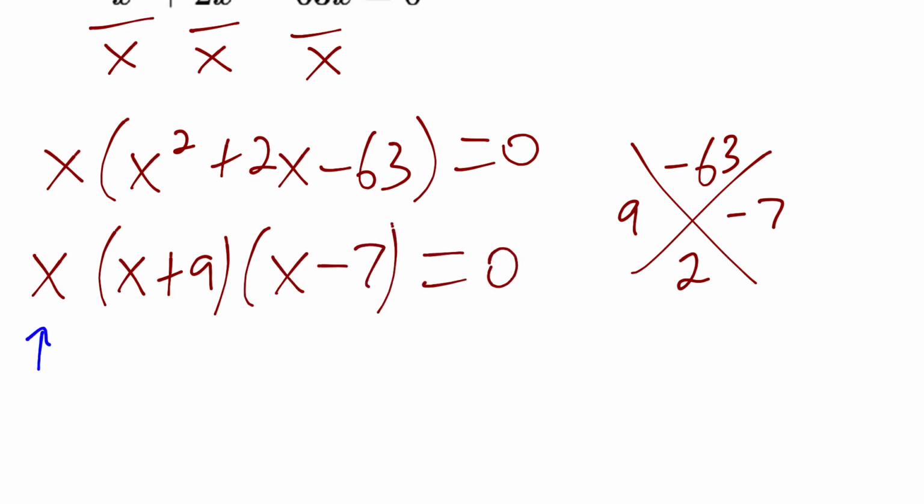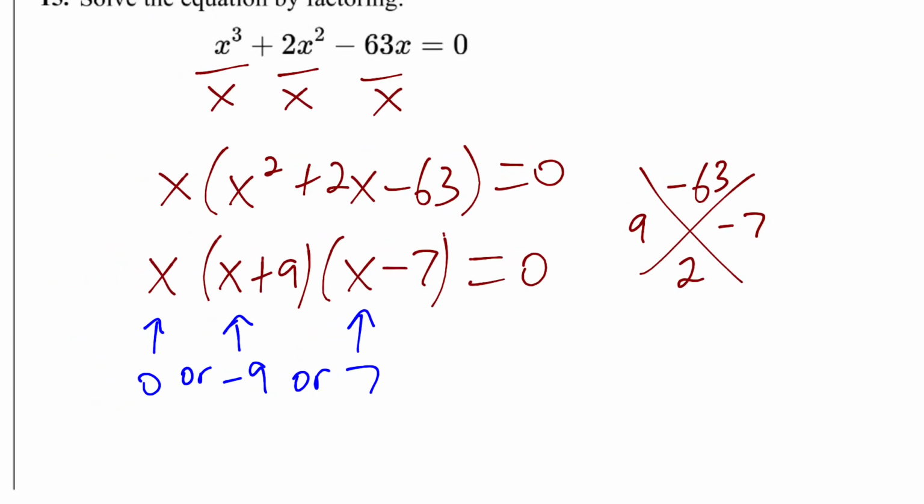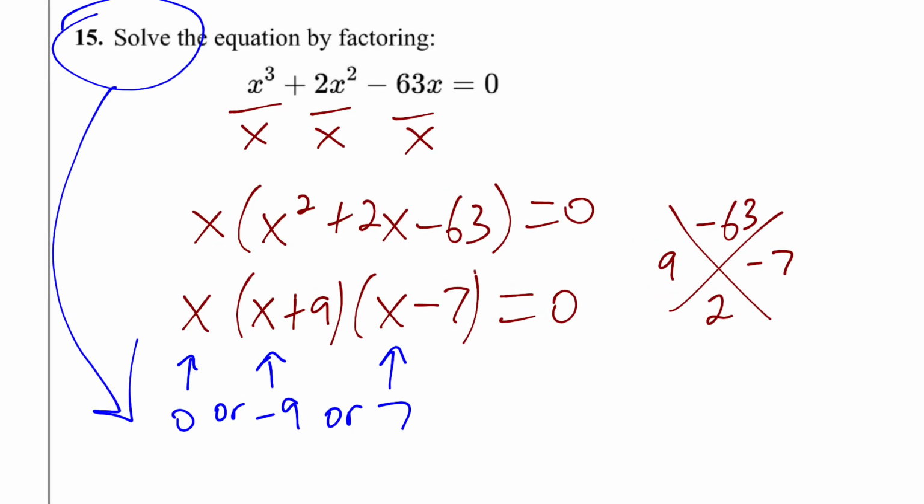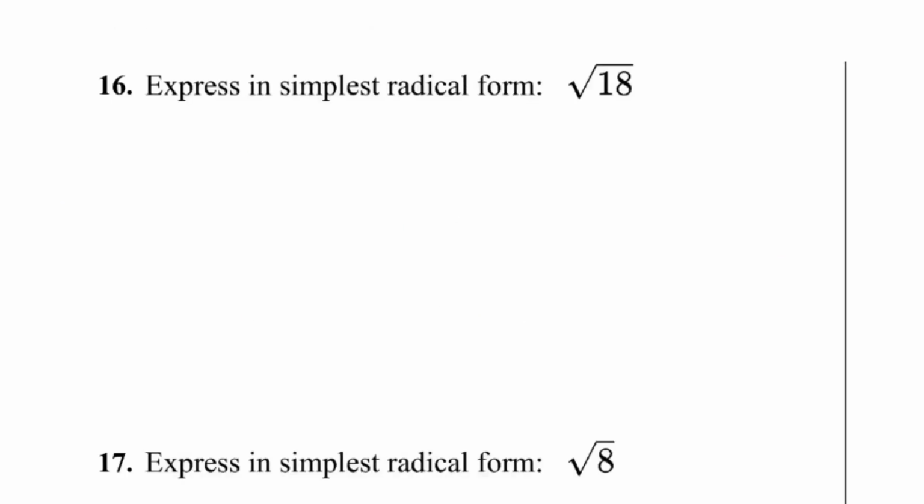And what can we plug in to create zeros? If we plug in a 0 to the first part, that'll work. If we plug in a -9, it's -9 plus 9, that gives us 0. Or if we plug in a 7, 7 minus 7, that gives us 0. So when they say solve, they want you to keep going past the factored form to identify what the solutions are. What can we plug in for x that will make this true? 0, -9, or 7.